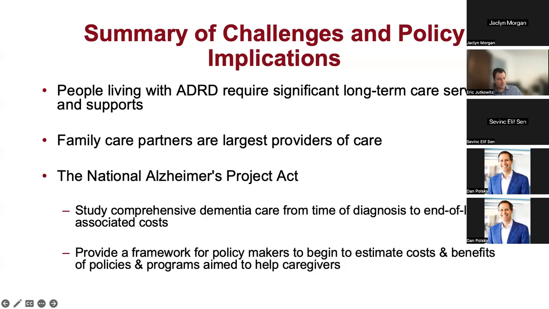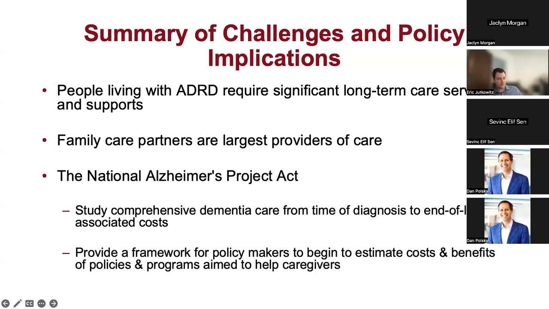In response to the need to better support people with dementia, the National Alzheimer's Project Act, I think, was started during the Obama administration and has been going on since then. They highlight a number of important objectives and goals for researchers, people in policy, and people in practice. I highlight two of these goals because this is what our work is directly addressing. One is we need to study comprehensive dementia care from the time of diagnosis to end of life and associated costs. And hopefully you'll get to see how our modeling framework can inform that goal.